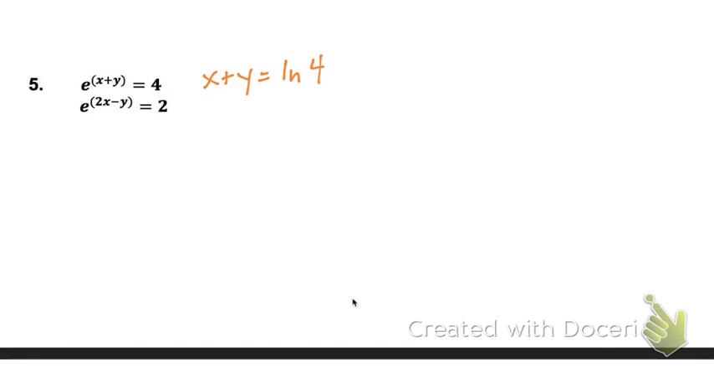Do you have to do that? I would suggest it. So then the second one would be what? The way that I visualize it is if I take the ln of both sides, this cancels. That's the way that I visualize it.